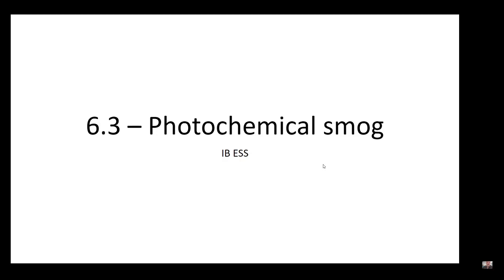So we're on 6.3, photochemical smog. Really we're talking about gases in the air or particulates in the air around the troposphere that have an effect on our lungs as well as other organisms on this planet, in the troposphere zone or on the Earth's surface. Those are really what we're talking about today.